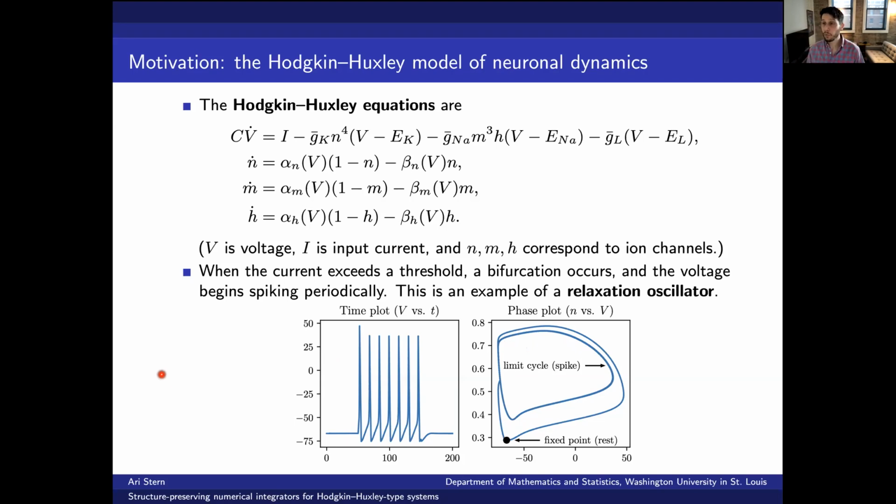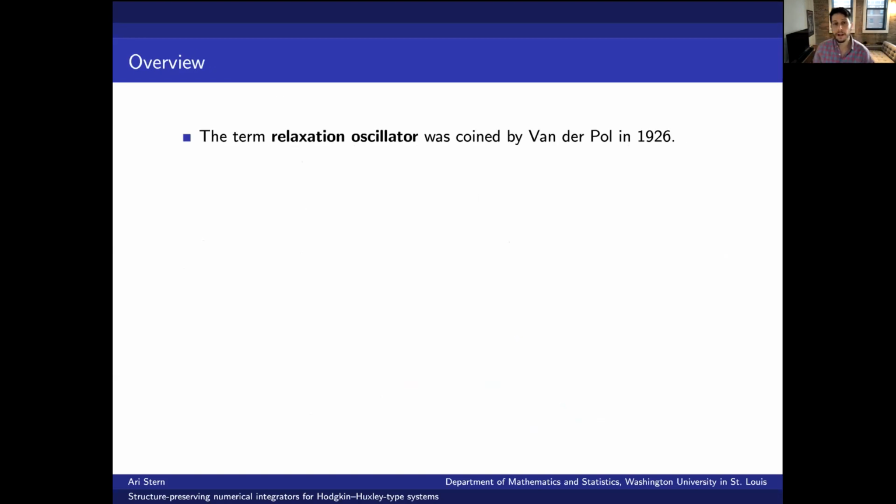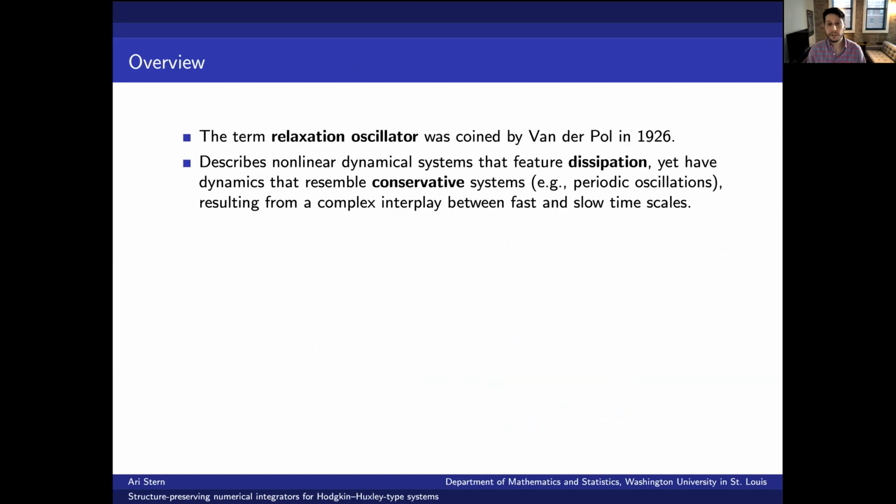So this is an example of what's called a relaxation oscillator. Although it's undergoing periodic motion, this is not like a pendulum or a spring mass system. The periodic behavior doesn't come from conservative or Hamiltonian dynamics. It actually comes from dissipation. This term, relaxation oscillator, goes back to van der Pol, who described it that way in 1926. As I mentioned, it describes nonlinear dynamical systems that, although they feature dissipation, have dynamics that resemble conservative systems, for example, periodic oscillations. And this results from an interesting interplay between the fast and slow time scales of the dynamics.